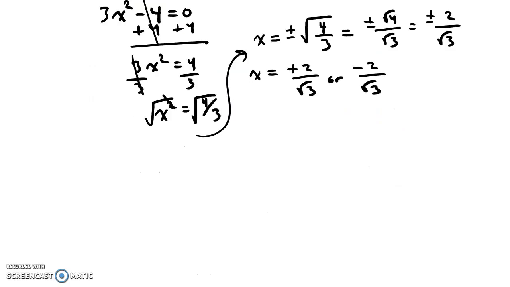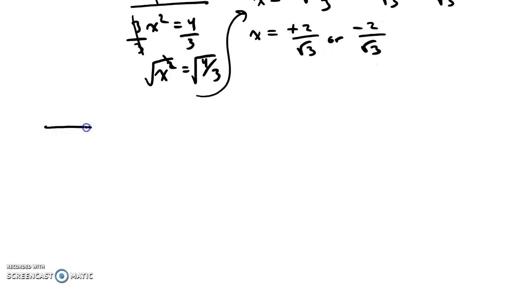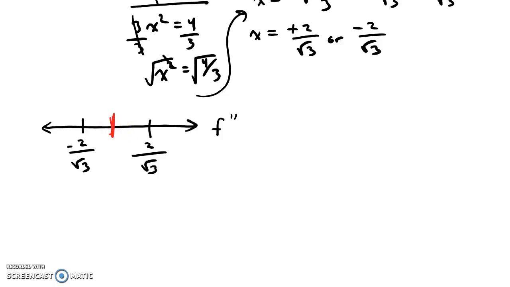Alright, so we have these two x values. I'm gonna make a sign chart for the second derivative, f double prime, because I wanna find where it is concave up and where it is concave down. So one of my x values is 2 over square root of 3, and my other x value is negative 2 over square root of 3. So I got to check numbers. I got to check a number between negative 2 over square root of 3 and 2 over square root of 3.